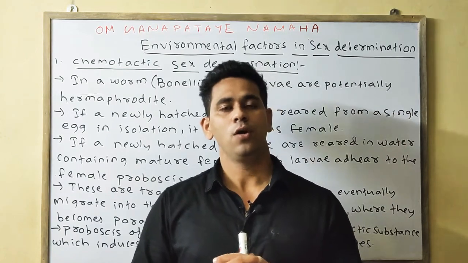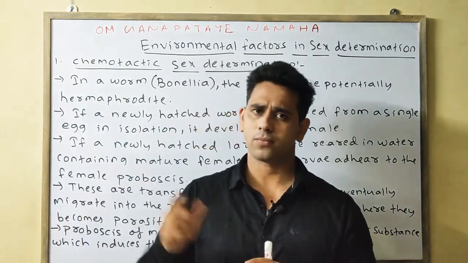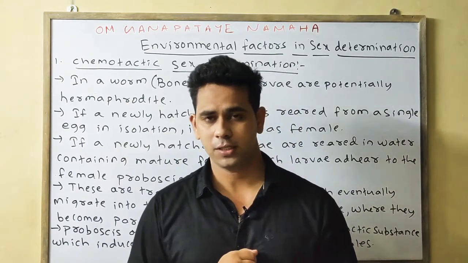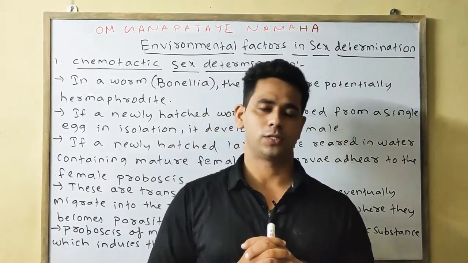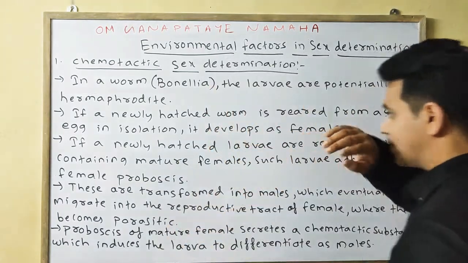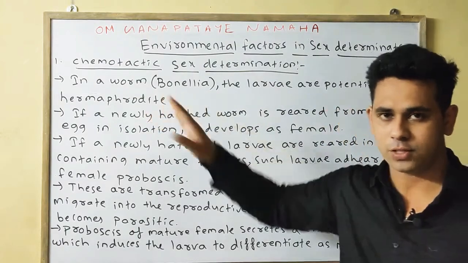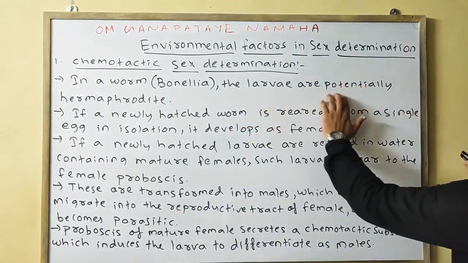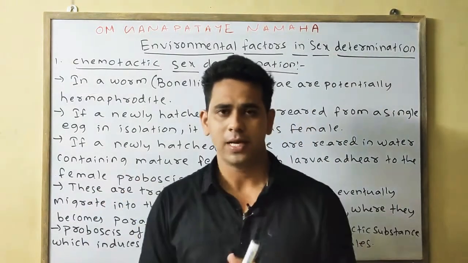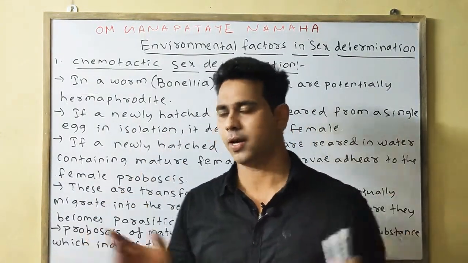Parasitic means one depends on the other to survive. So they go to the uterus and fertilize the eggs present there. So we'll discuss the example. In the case of the worm Bonellia, a special kind of worm which belongs to Annelida, the larvae are potentially hermaphrodite, meaning they are neither completely female nor completely male.